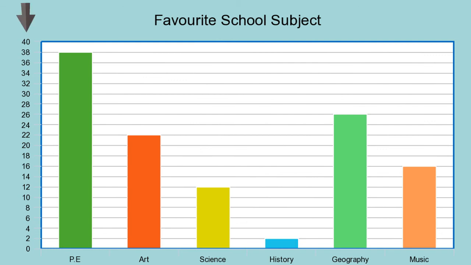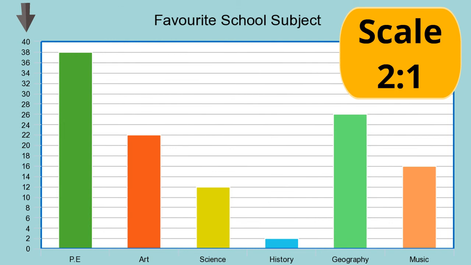You can see then the side of the y-axis, we're not counting up in ones anymore like we used to. Instead, we're counting up in twos. This means we're using a scale of 2 to 1. It makes it easier to read, and it also means we can fit it all onto a nice, tidy, vertical bar chart. Sometimes our numbers will be too big even for a scale of 2 to 1.